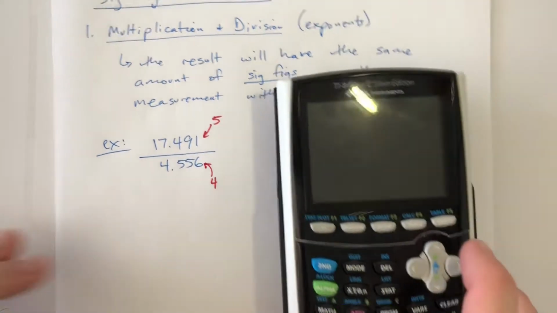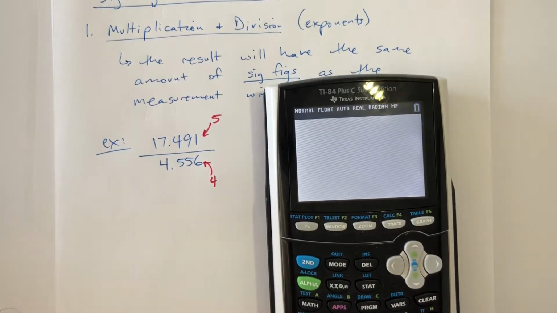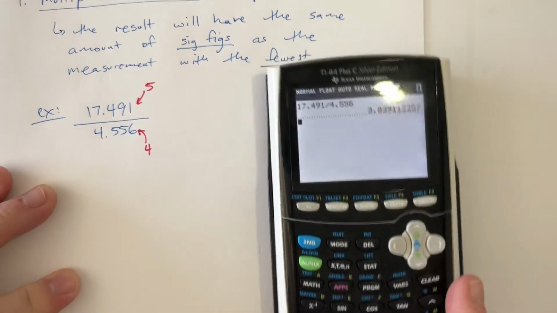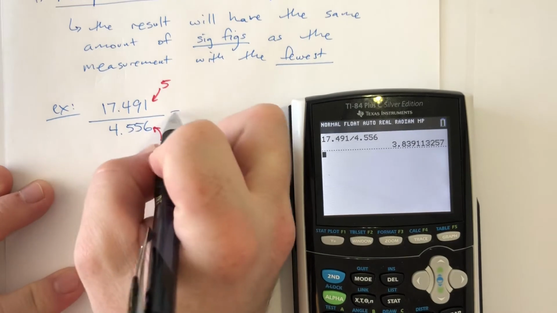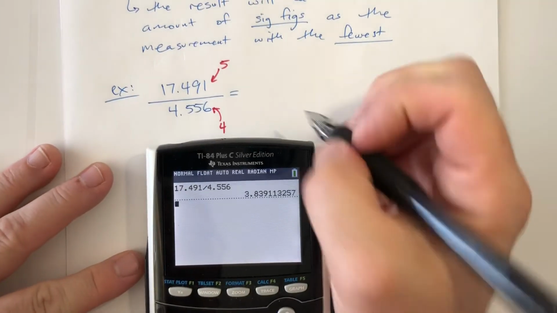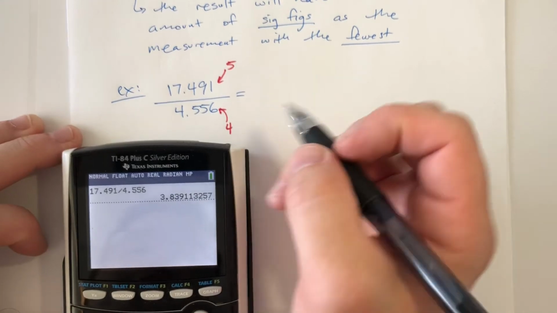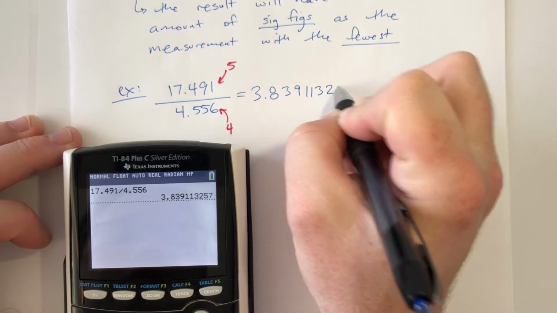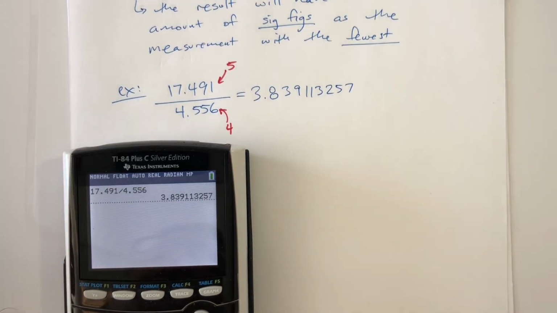Here's one of the biggest problems with sig figs: your calculator has absolutely no idea what a sig fig is. So just type it in, 17.491 divided by 4.556. And I got not a nice whole number, I got a bunch of decimals: 3.8391132557. I will not need you to write every number out every time. That is a complete waste of your effort.